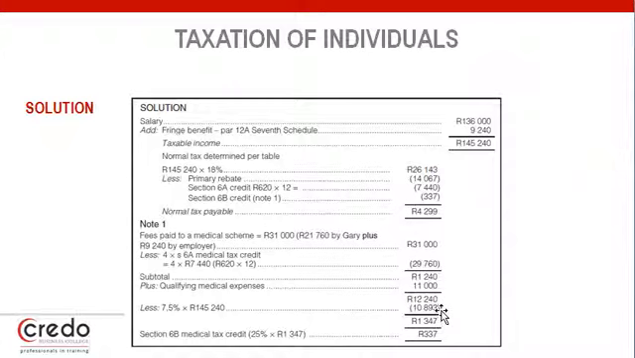If we subtract that, it gives us 1,347. Lastly, it says 25% of that amount. So 25% of 1,347 gives us 337. That is our 6B rebate. Now we know what he's supposed to pay in terms of his tax tables. We've got his primary rebate, we've got 6A rebate, 6B rebate. His normal tax payable is thus 4,299 rands.